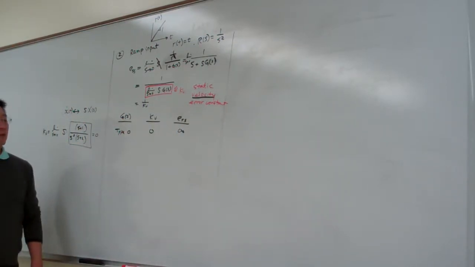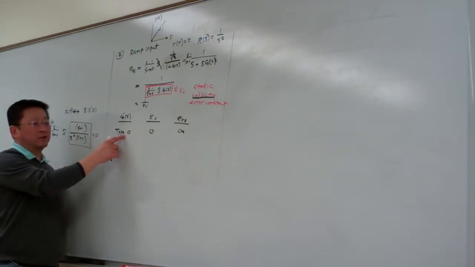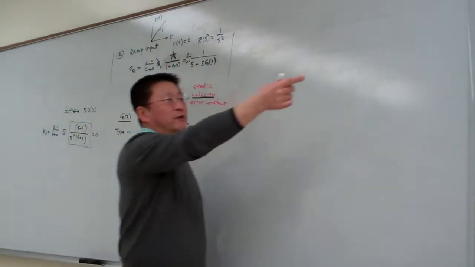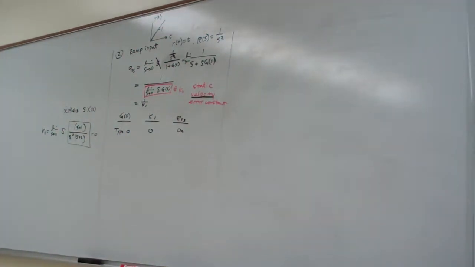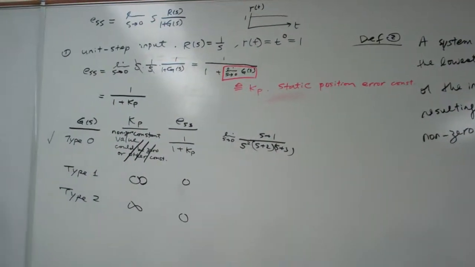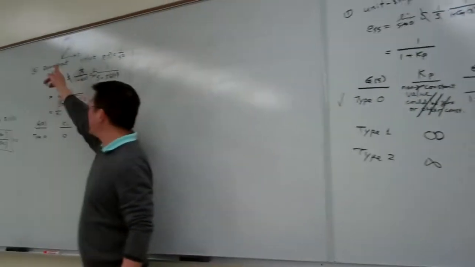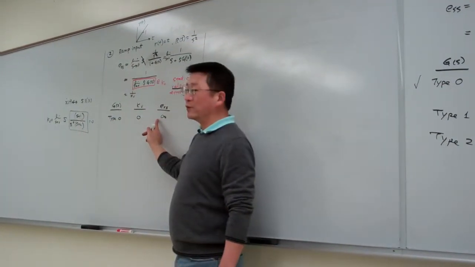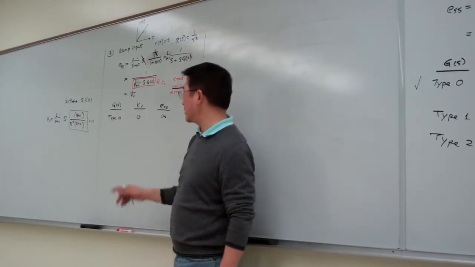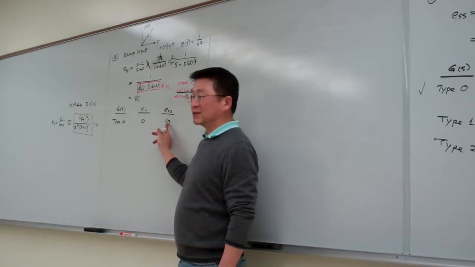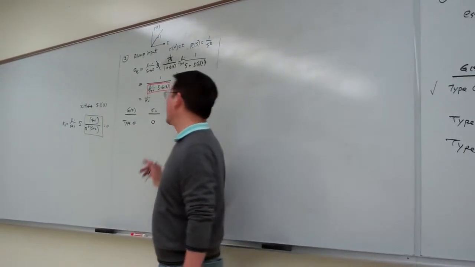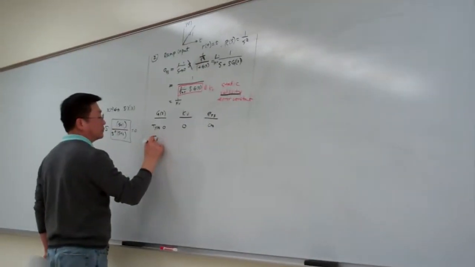Again, what does this mean? A type 0 system is so sluggish, so slow, that even when tracking a constant input it has a constant steady state error. So for a faster changing input, it won't be able to follow. It will gradually fall behind and fall behind, and eventually the steady state error will become infinity. Got it?